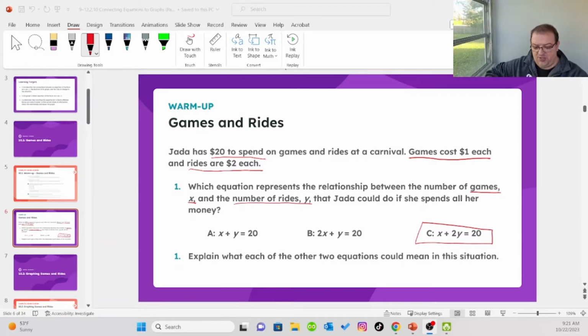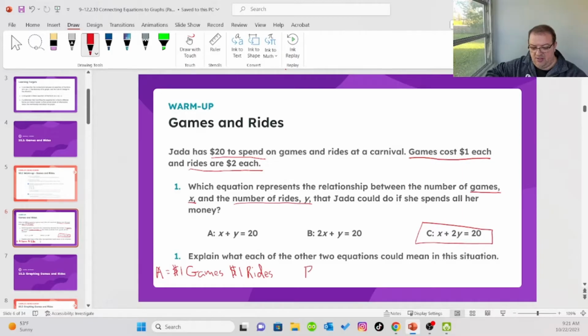So next they want us to explain what each of the other two equations could mean in this situation. So if we look at A, we have 1x. So that is going to mean that games cost $1 each because x is number of games. So for A, we have $1 games, but we also have y, so that would mean we have $1 rides. And then we have $20 total, so that's still correct.